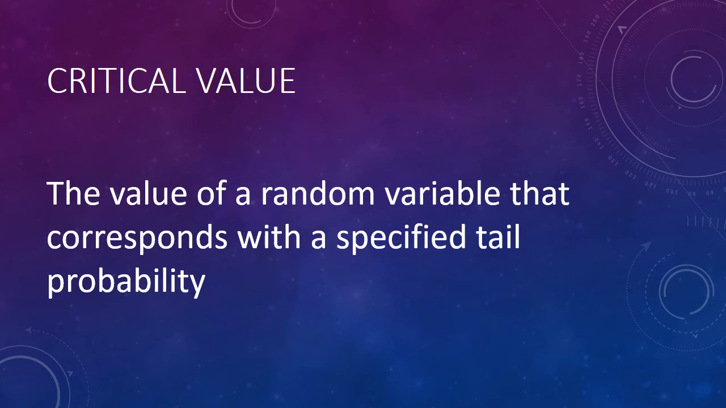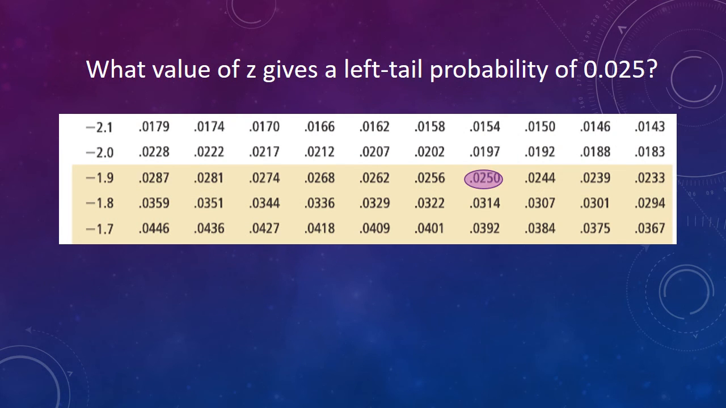For example, we could ask what value of z gives the left tail probability of 0.025. What's the critical value for 0.025? Instead of finding a particular row and column, we'll search the table for the value of the probability that we're looking for, 0.025, and then we'll look to see, well, what row and column does it fit in? Here's the value of 0.025 in the table. We see that it's in the row for negative 1.9, and it's in the column for 0.06. So the critical value for a probability of 0.025 is negative 1.96.